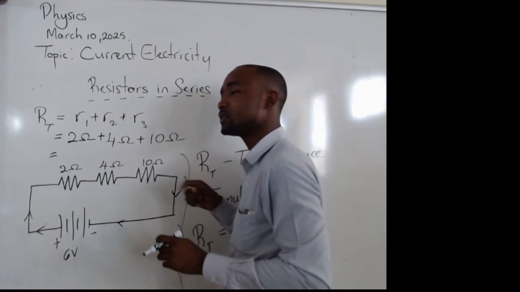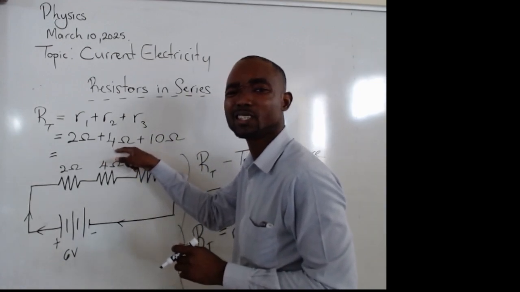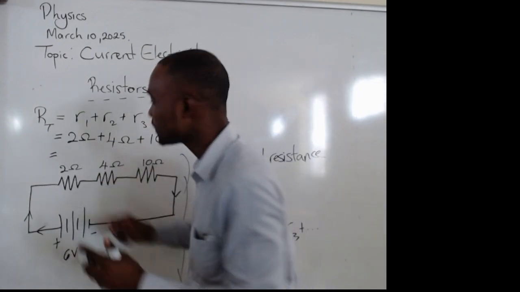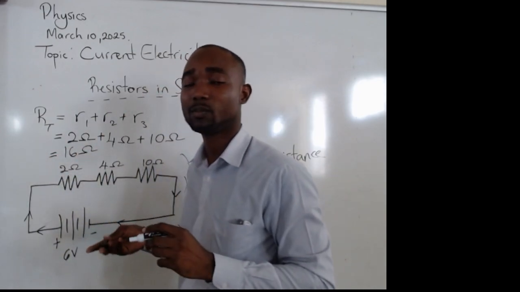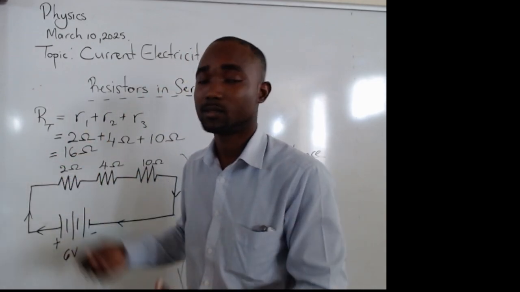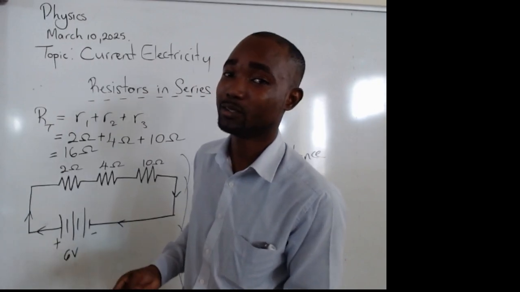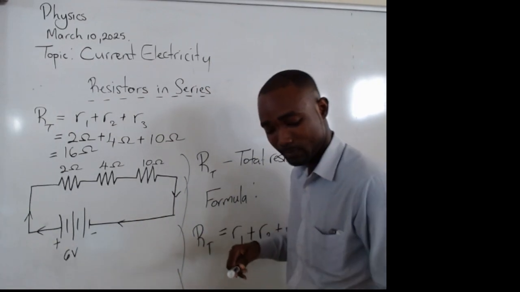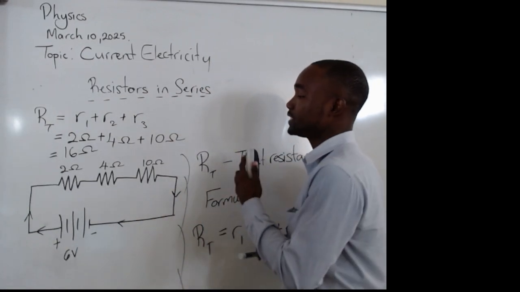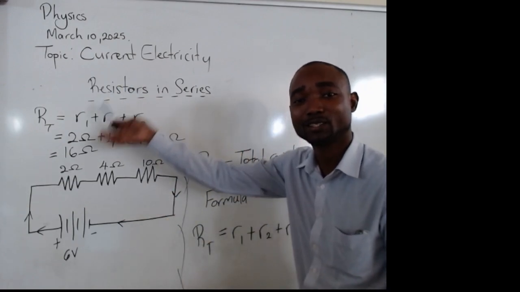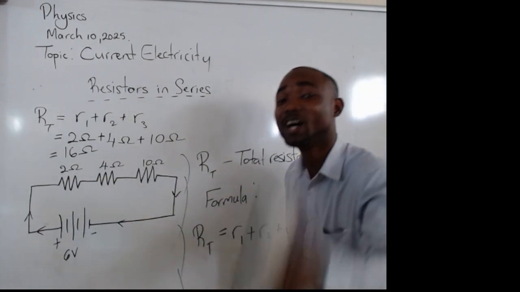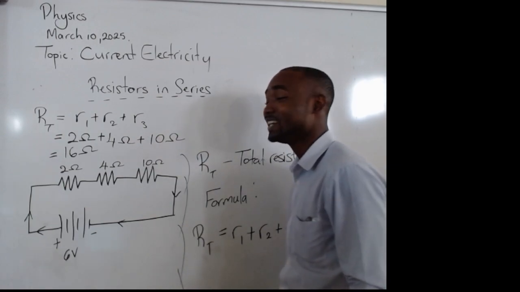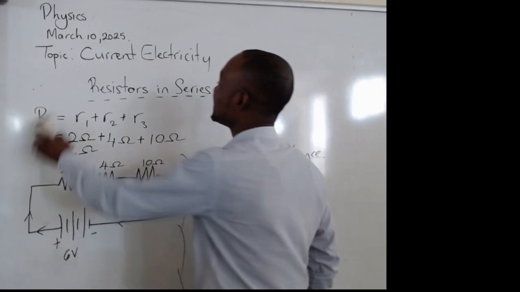That gives us, let me see, 2 plus 4 is 6. 6 plus 10 is 16 ohms. And that is my total resistance in my circuit. Just that. That's all you need to do. With that said, you can pause the video to take this down. We're moving on to resistance in current.